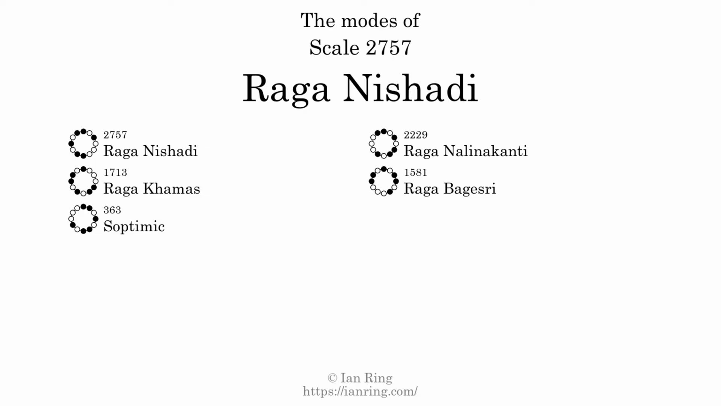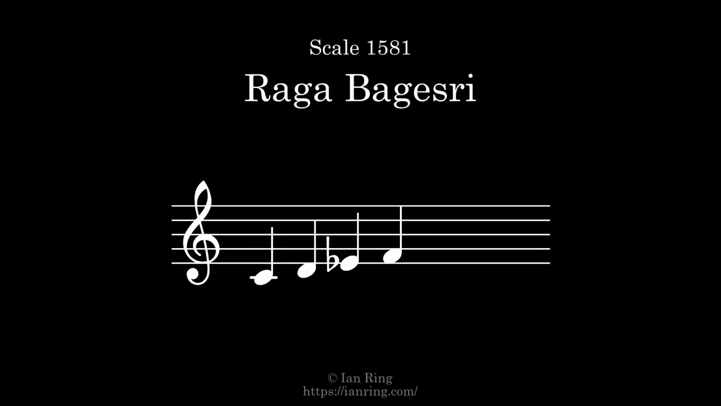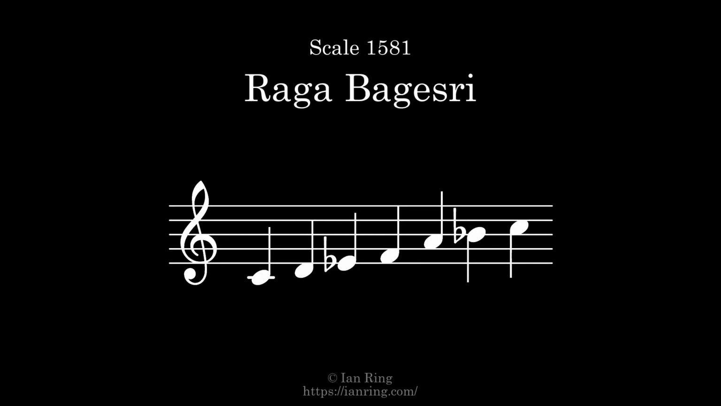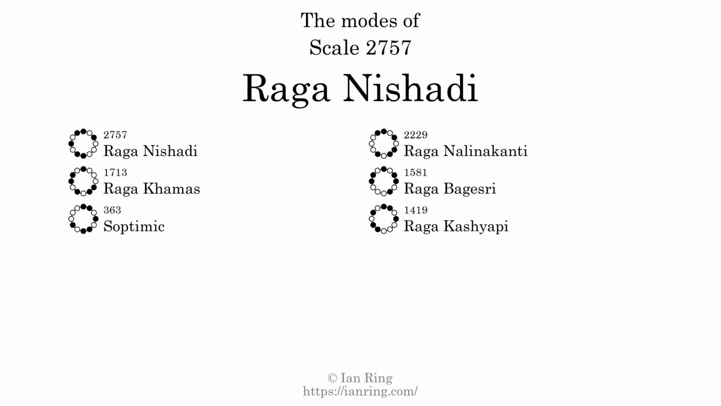The fifth mode is scale 1581, also known as Raga Bhajesri. It sounds like this. The sixth and last mode is scale 1419, also known as Raga Kashyapa. It sounds like this.